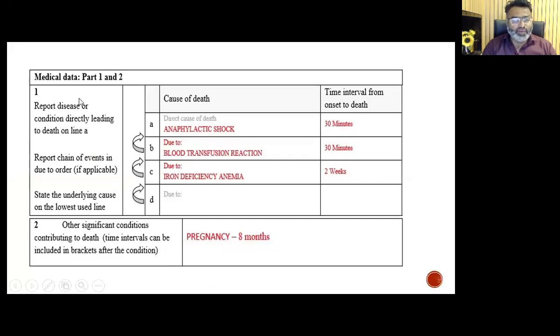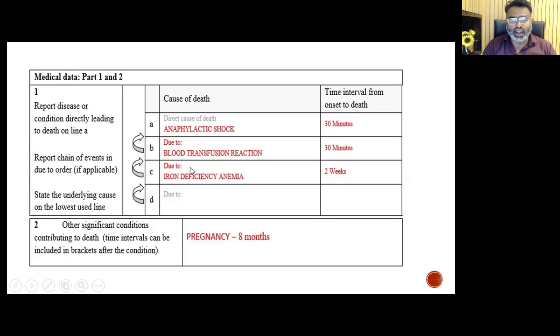So here in part 1 and part 2, in part 1, at the bottom they have mentioned the patient had iron deficiency anemia for which the patient underwent blood transfusion and had a blood transfusion reaction, that is anaphylactic shock. And the duration of each is mentioned. The patient had anemia since 2 weeks. Patient received blood transfusion 30 minutes back, and patient had anaphylactic shock 30 minutes back, and the death was because of this anaphylactic shock. And this patient was pregnant, 8 months pregnant. So this is the significant condition contributing to death, but not directly related to it.